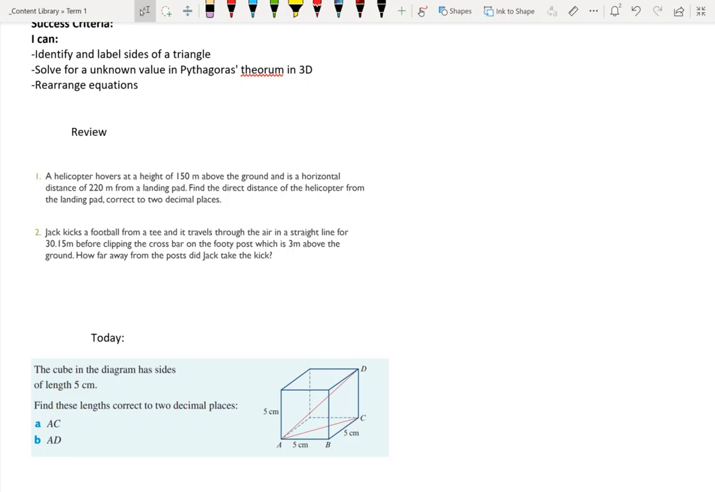Let's have a look. So question 1. A helicopter hovers at a height of 150 meters above the ground and is a horizontal distance of 220 meters from the landing pad. Find the direct distance of the helicopter from the landing pad. Correct to 2 decimal places. Okay, so we have a helicopter. I'm going to try and draw it. It's going to be not good because I'm not a good drawer.